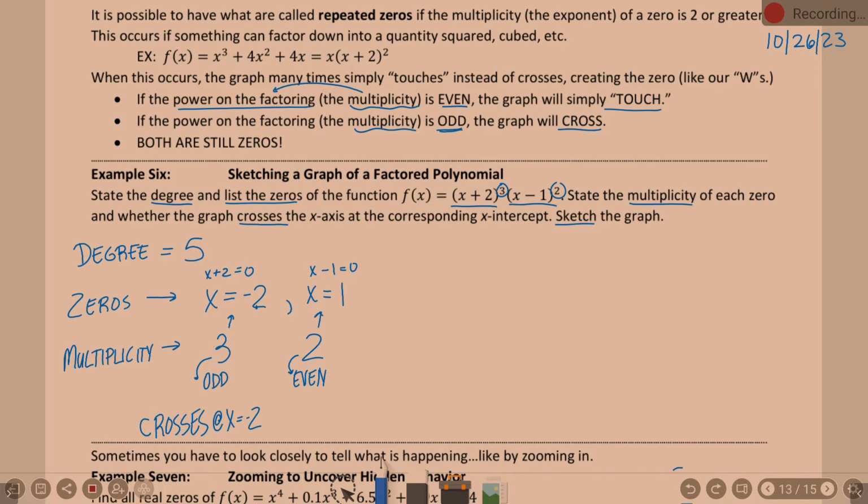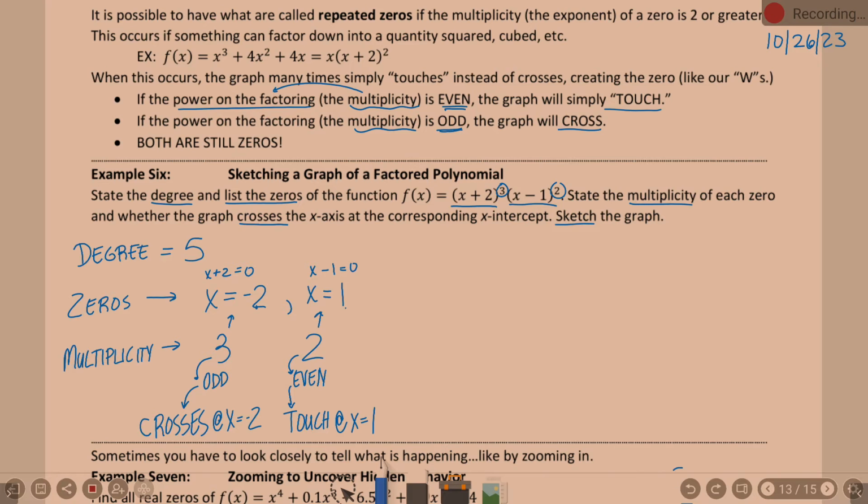And that's because it is an odd multiplicity. What does even multiplicity say? They don't touch at 2. Even multiplicity says the graph is just going to touch the x-axis at that point. What is the point we're touching at? 1. The intercept of 1. So my graph is going to touch at x equals 1. And that's because it's an even multiplicity. Okay?